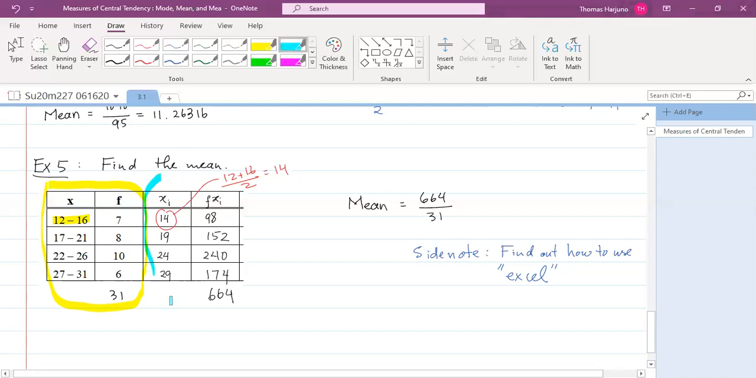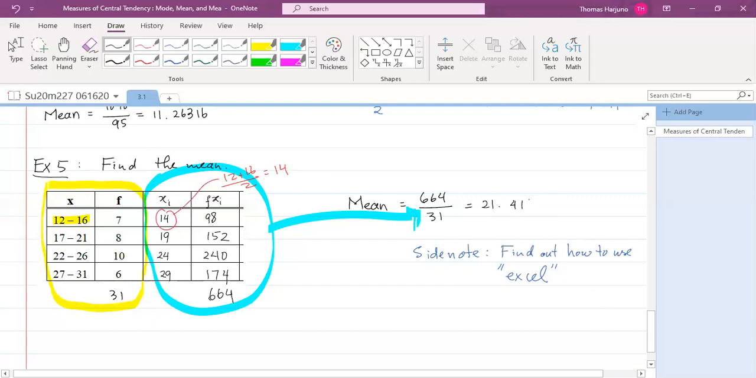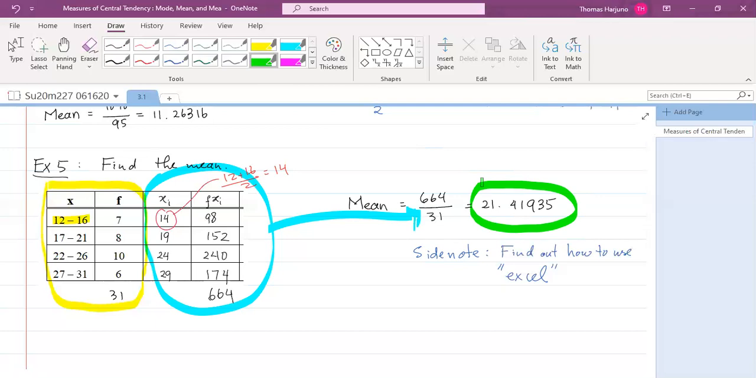In your test, I will still need you to show this thing. If you don't show this and you suddenly come up with the answer, let's say 21.41935, then I will give you only 1 point. If this question is worth 6 points and you only show me this, I will give you at most 1 point, maybe zero. Why? Because you don't show me the detail. But Thomas, I get the right answer. Hold on, this is stats. When it comes to statistics, you need to show your work even more compared to your other classes.